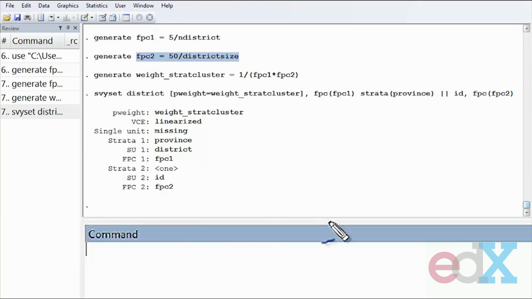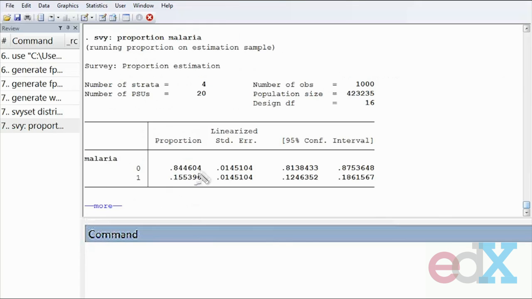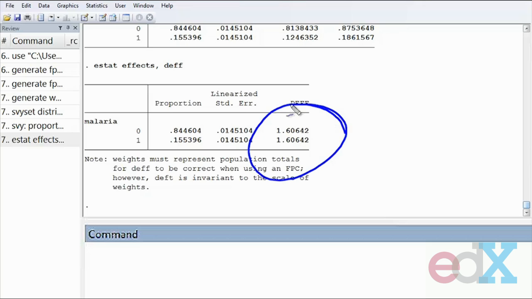Hit enter. And you can see I have strata defined by province. My sampling units at the first stage are districts with a finite population correction. At the second stage, my sampling units are individuals denoted by this ID variable, and we have a second stage finite population correction. Again, I can say svy: proportion malaria. And I find an estimate of malaria in this case to be 15.5%. And I can get a design effect. In this case, I find that my design effect is 1.60.